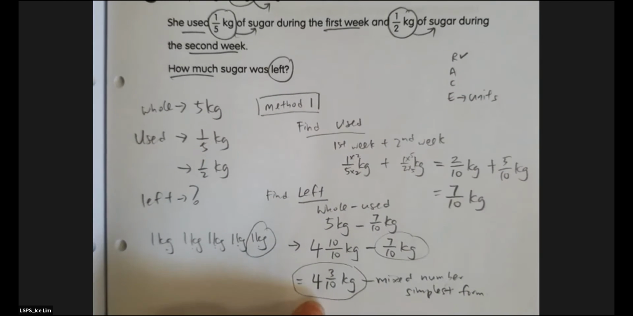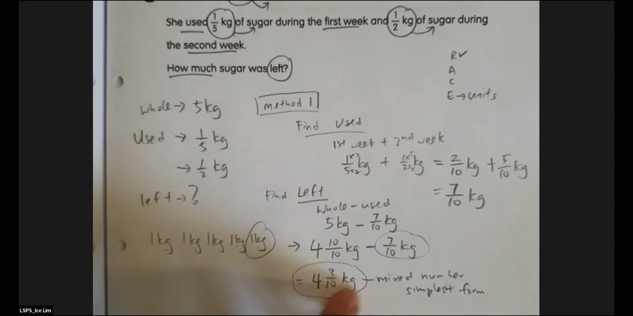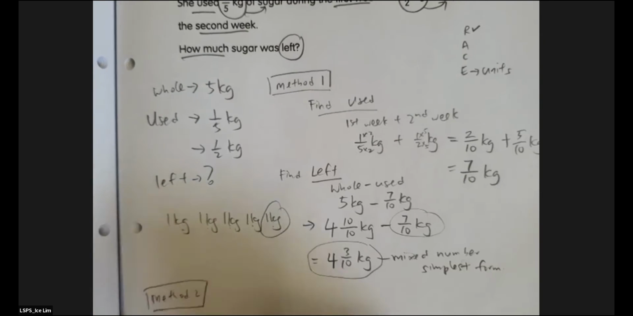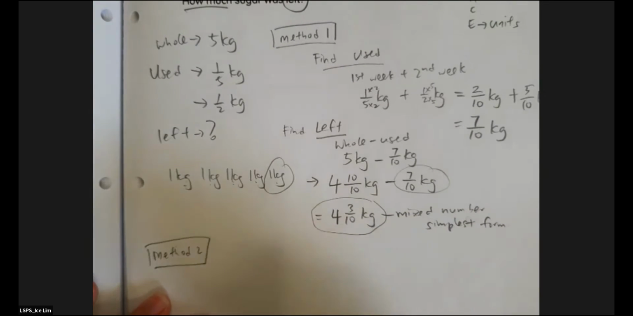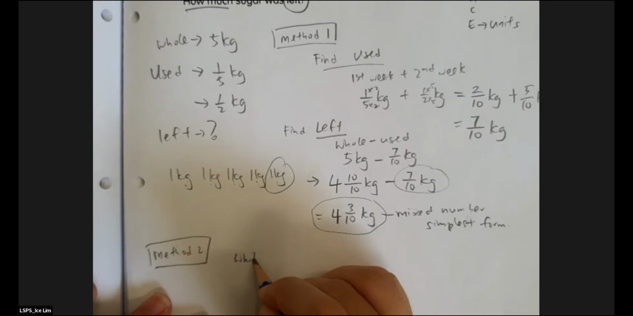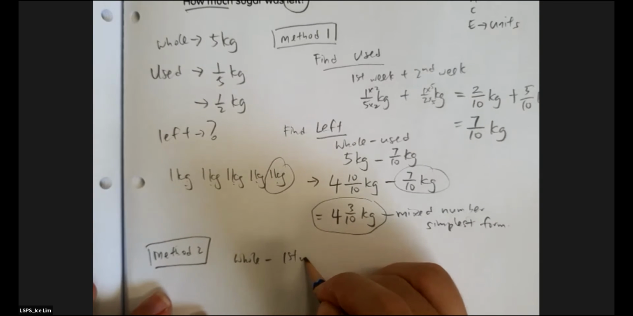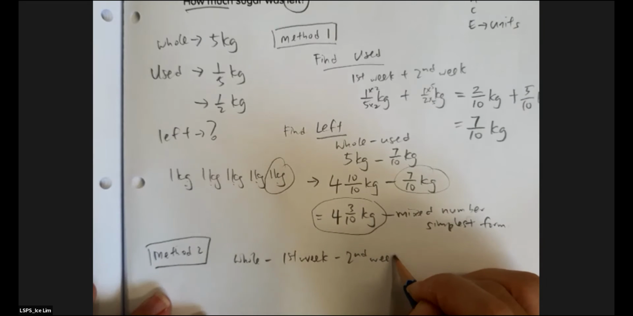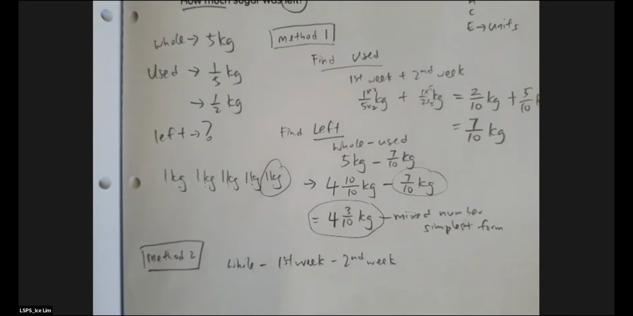Okay, so that's method 1. Method 2 is I subtract everything. The whole minus the first week minus the second week. Well, I put them all in one equation.